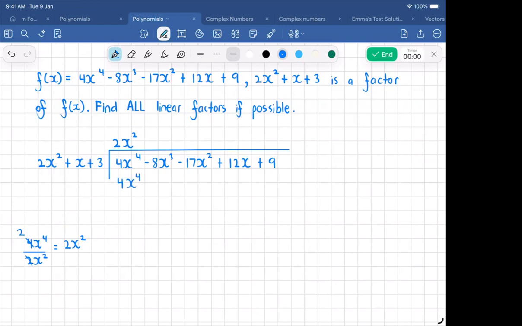Okay, what next? Then the 2x squared by x, what would that be? That would be 2x cubed. You said 2x cubed, yes, that's correct.